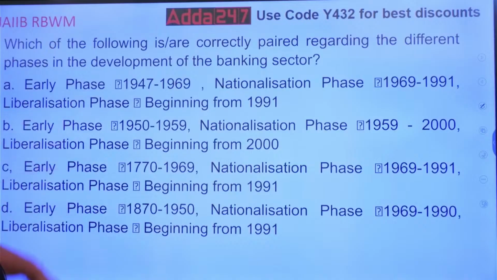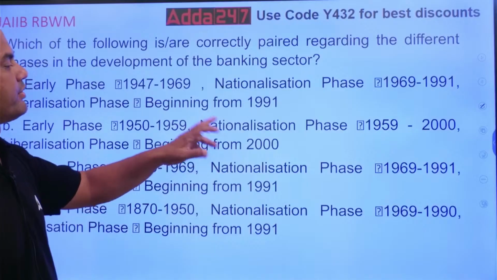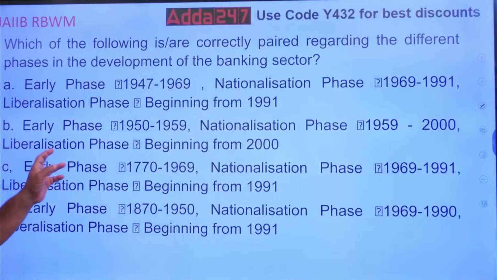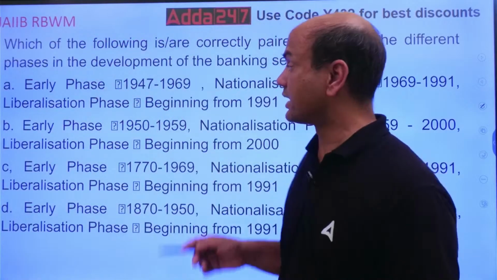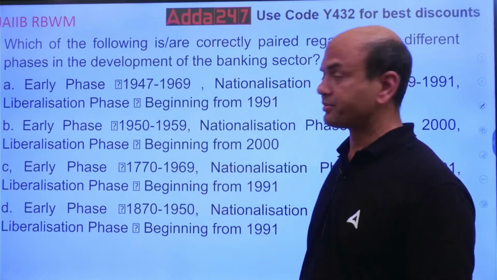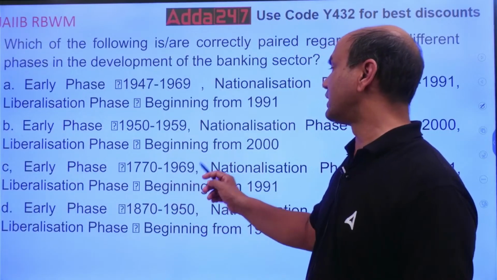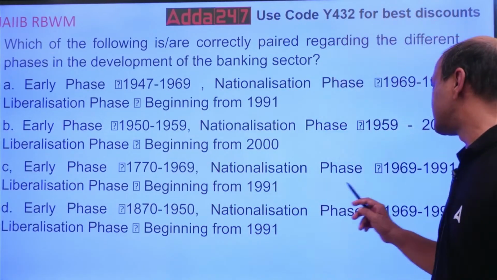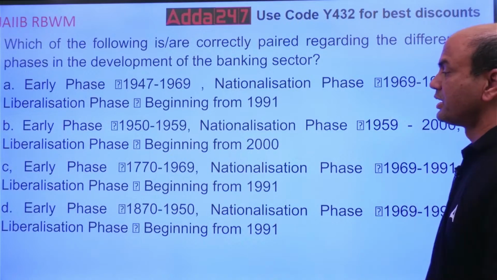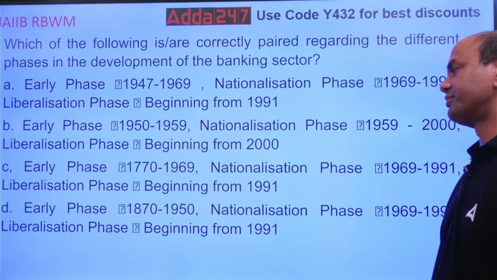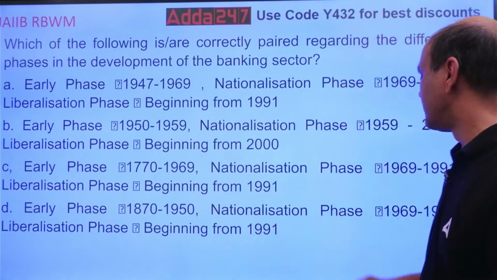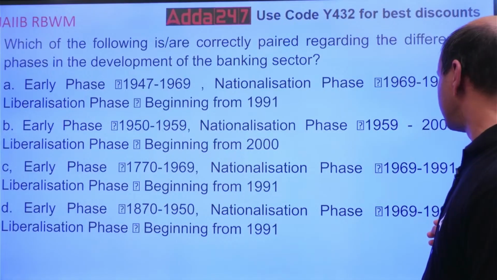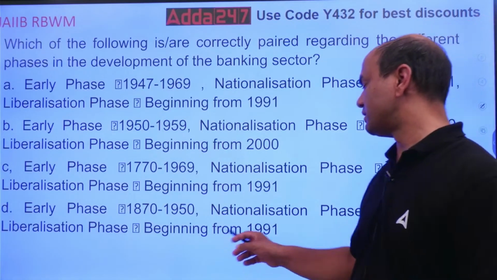Think everyone. A can also be correct. Early phase 1950 to 59. Nationalization 59 to 2000. Liberalization beginning from 2000. This can also be correct. Check. It's up to you now. Early phase 1770 to 1969. Nationalization 69 to 91. Liberalization 1991. Early phase 1870 to 1950. Nationalization 1969 to 1990. And liberalization after 1991.